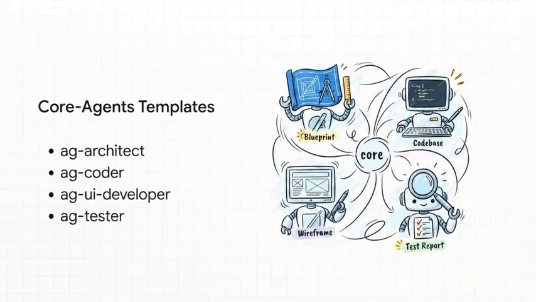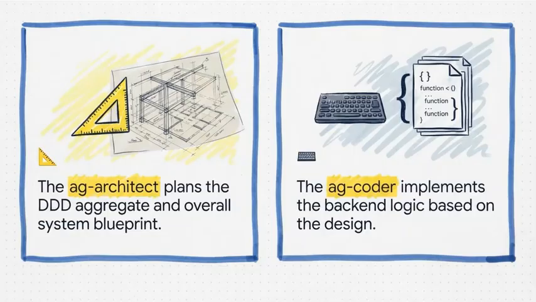And trust me, that drastically reduces hallucinations and massively improves the quality of the output. Let's contrast these roles for a second to see how they actually interact. First up, we have the Ag Architect. This is your master planner. Its sole job is to look at your requirements and design the domain-driven design aggregate and the overall system structure. It doesn't write the final code at all, it just writes the blueprint.